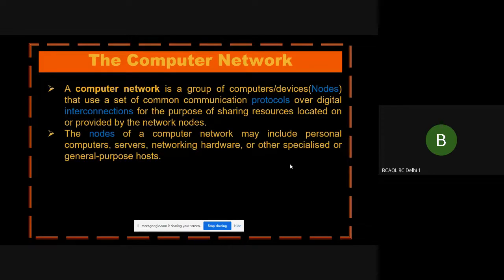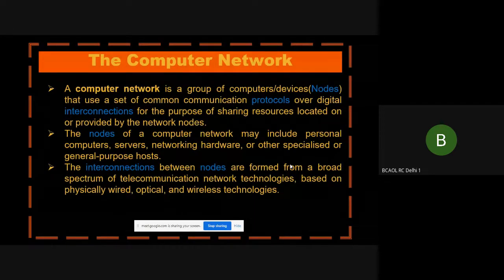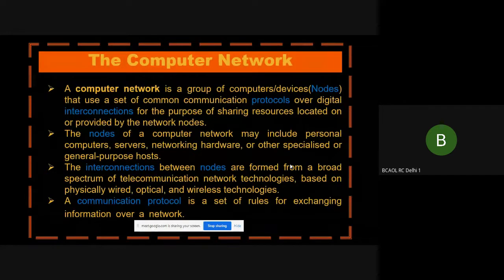And the nodes of a computer network may include personal computers. Nodes can be anything: personal computers, servers, networking hardware, or other specialized or general purpose hosts, right? And the interconnections between nodes are formed from a broad spectrum of telecommunication network technologies based on physical, wired, optical, and wireless technology. So basically, how do you interconnect the nodes? You can interconnect through wires, that is physically, or you can interconnect wirelessly, or you can interconnect optically. Optical wire is also there, right? So these are the things which you should know about the network. So a network is an interconnection of computers, right, for sharing and communicating with other computers.